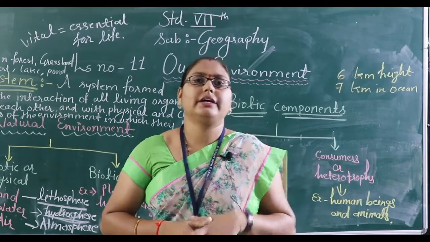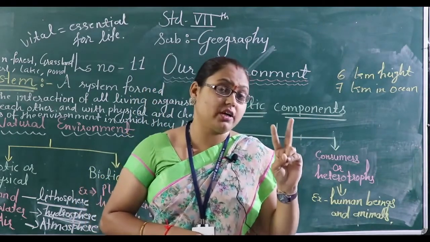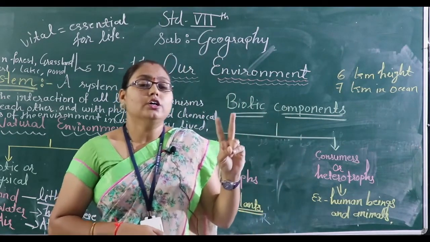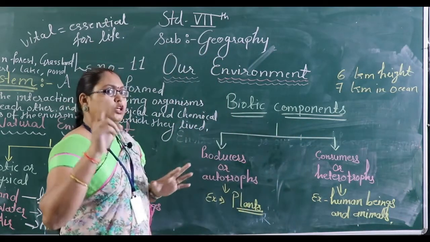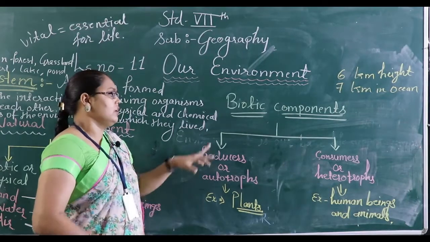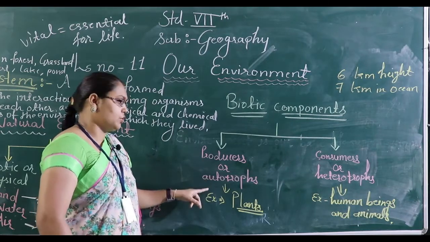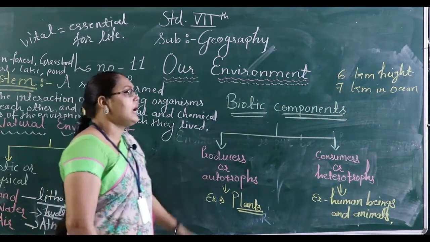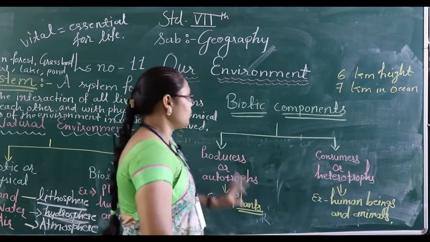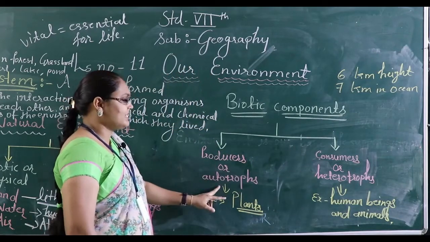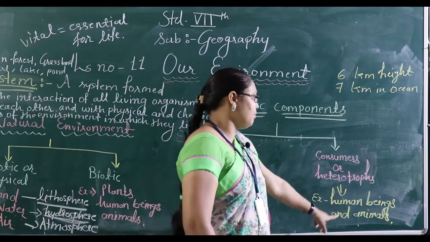In the biosphere there are two most important categories. First is the producers or autotrophs, and the second is the consumers or heterotrophs. The example of producers is plants, and the example of consumers is human beings and animals.